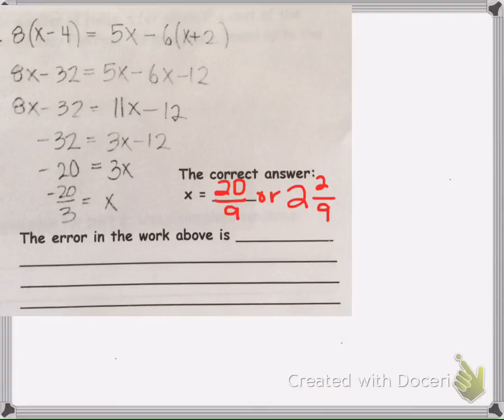And then we need to explain that the error was in combining the like terms right here in a complete sentence.